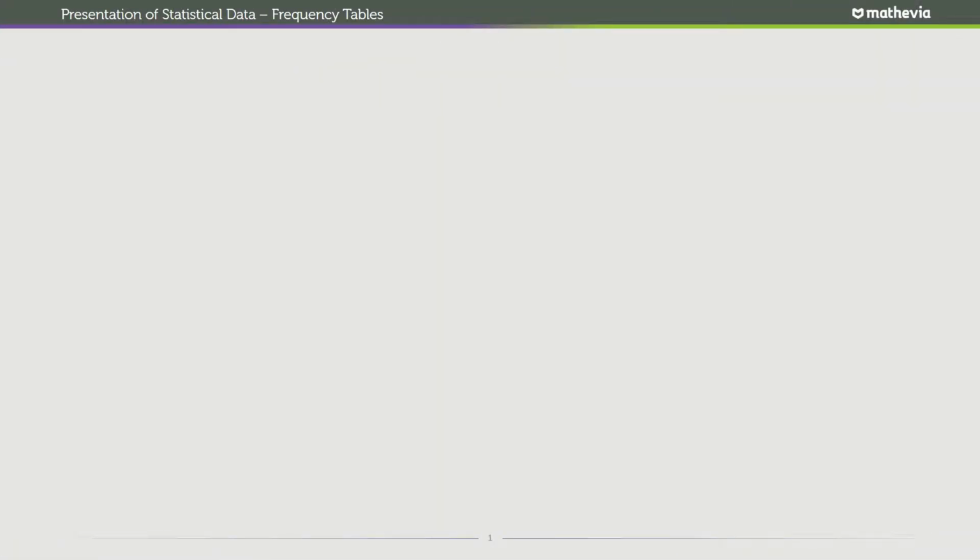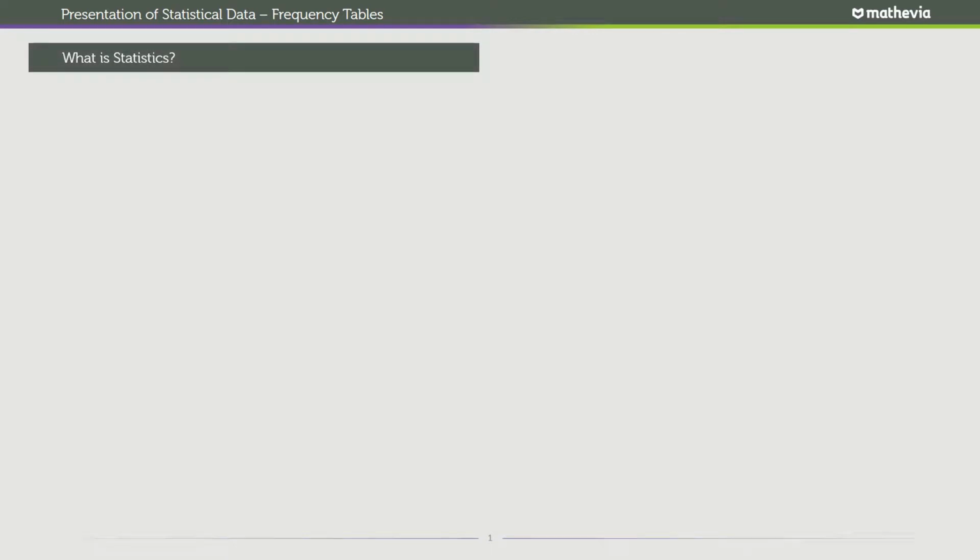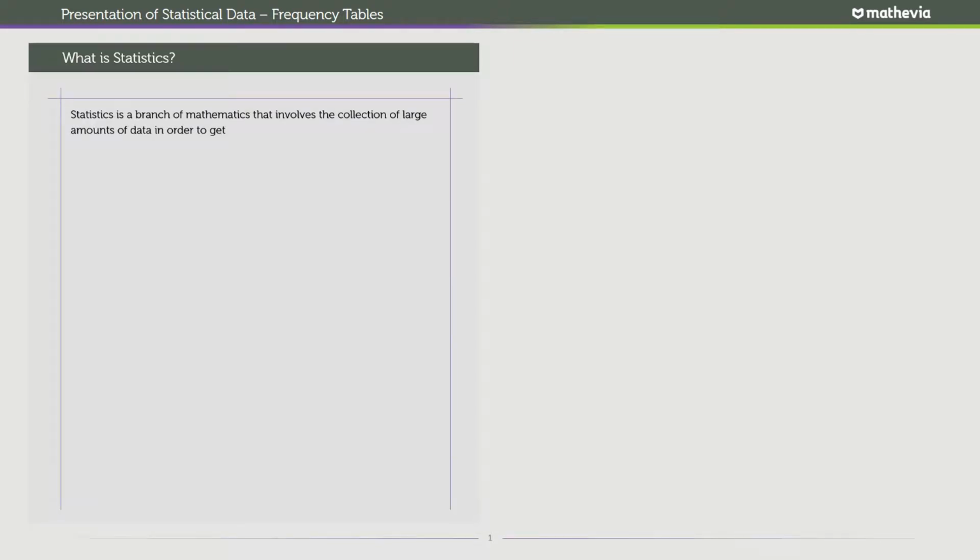So presentation of statistical data, frequency tables. Now, first we'd like to learn what statistics is. So what is statistics? Basically, statistics is a branch of mathematics that involves the collection of large amounts of data in order to get information, usually for the purpose of decision making. It's a very common and very applicable field in mathematics. We pretty much apply statistics to nearly everything we do.